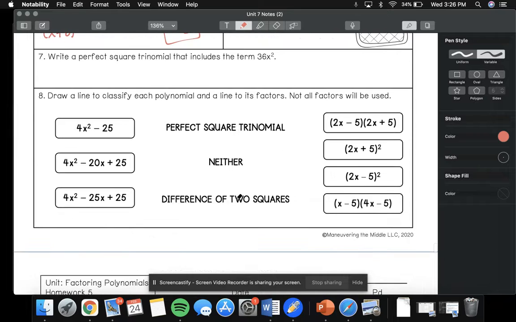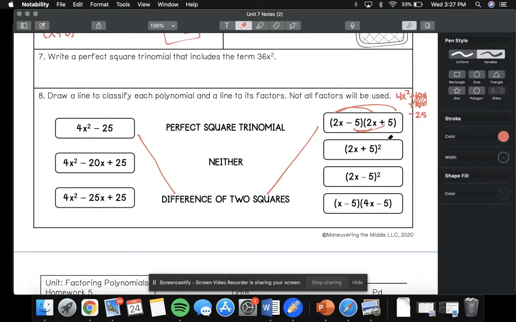Okay. Draw a line to classify each polynomial and align to its factors. Not all factors will be used. Okay. All right, so what I'm going to do is simplify them because I find that easier. So we get 4x squared plus 10x minus 10x minus 25. So that cancels out, and it looks like this is going to go to that. And we get two answers. They are perfect squares. Okay.